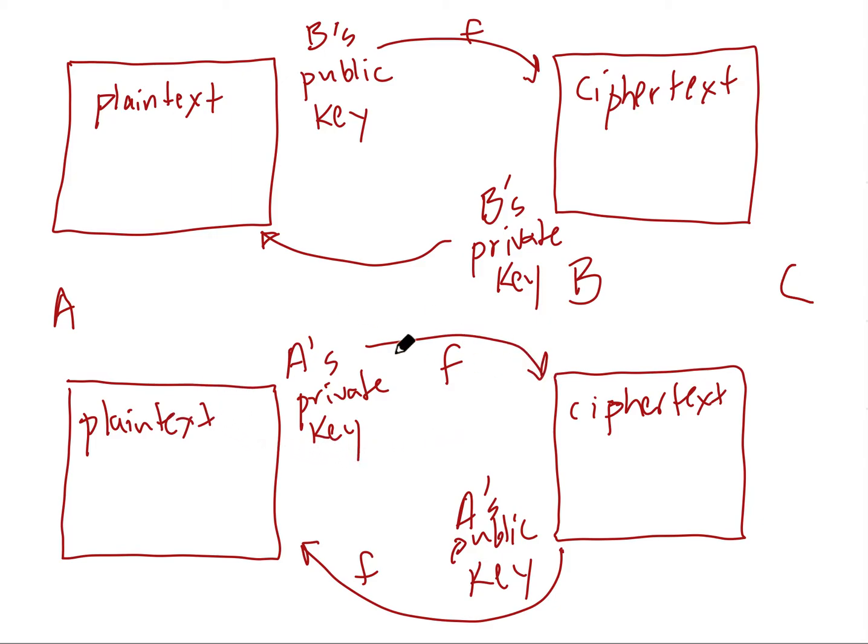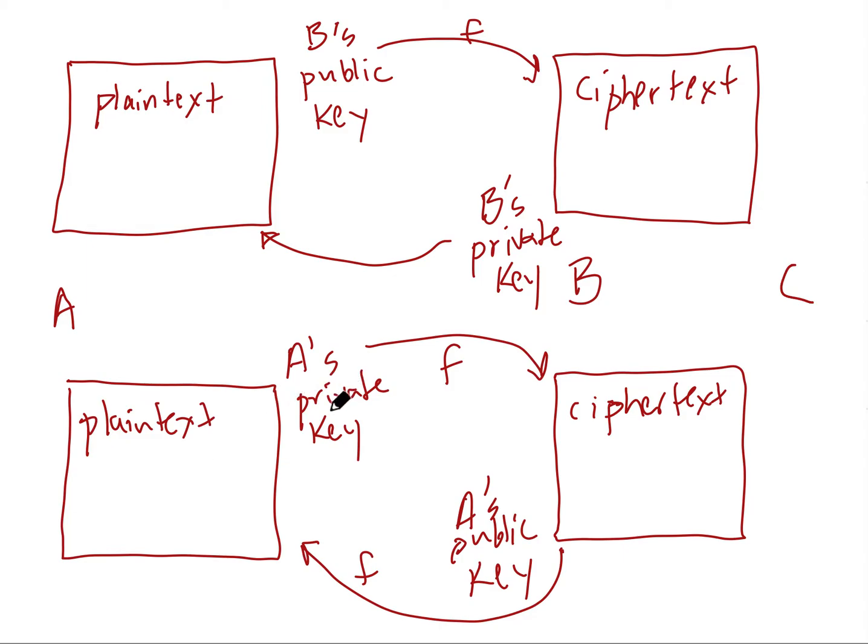Another problem, which is the second one, is that A is going to send some plain text to B, and A wants to sign it. Let's try to make this a little clearer. A wants to send B plain text and wants to make B think it's from C. So what A does is pretend that A's public key is C's public key.